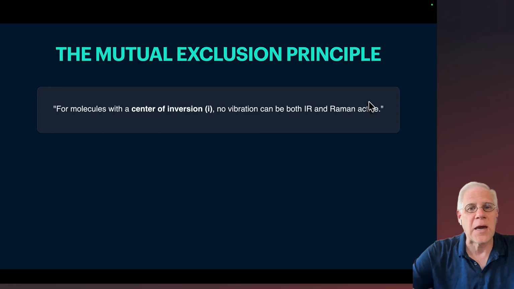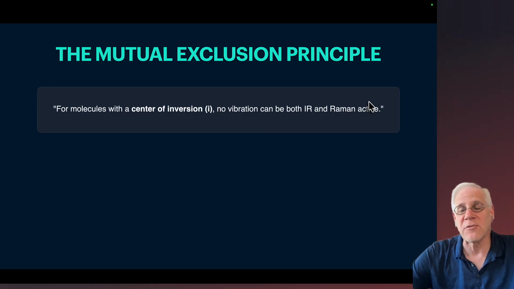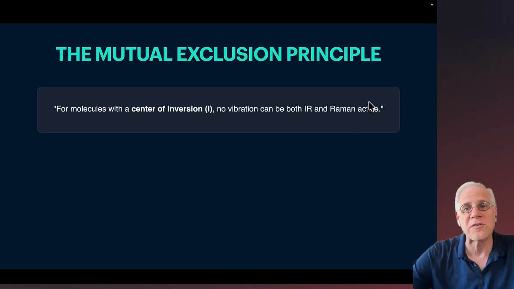Some of the things we want to look at to determine if something is infrared or Raman active, or some of the ways that we can exclude things, is to use something that's called the mutual exclusion principle.